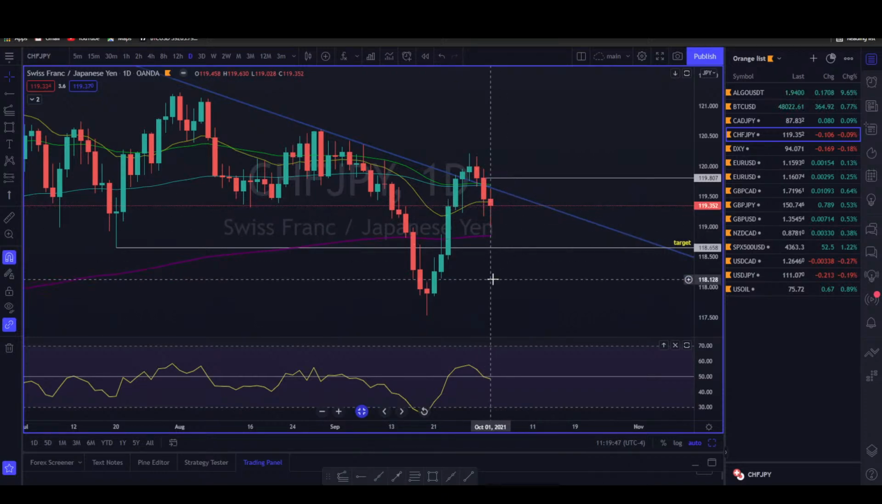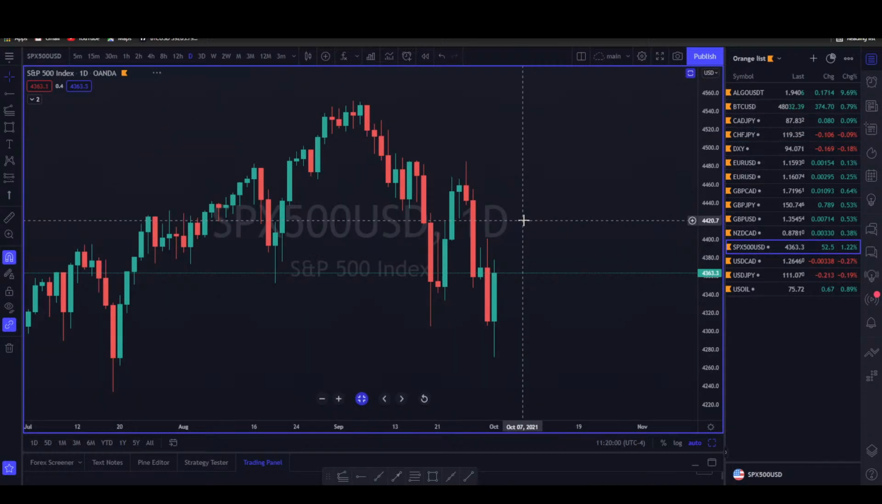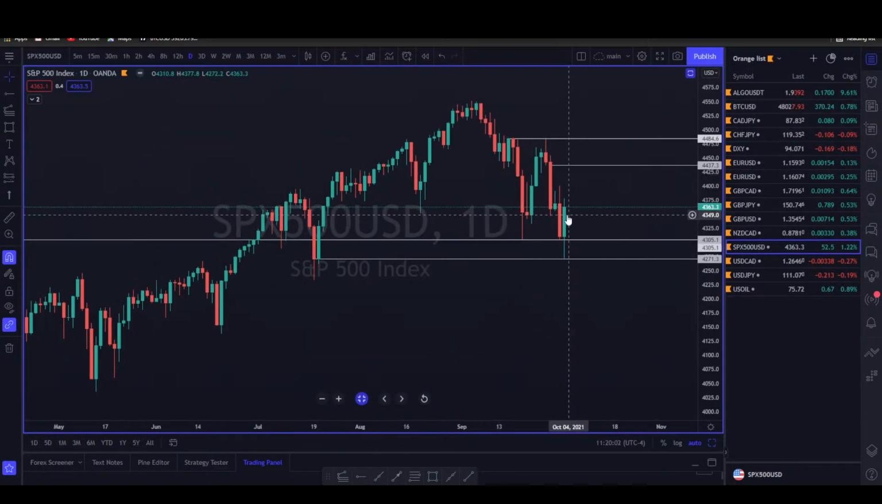Because there's a lot of different dynamics going on in the marketplace right now. First and foremost, the Fed has got to start to taper, right? And we know that the S&P 500 does not like that at all. Now, it had a fantastic day Friday, but it's still trading lower, right?